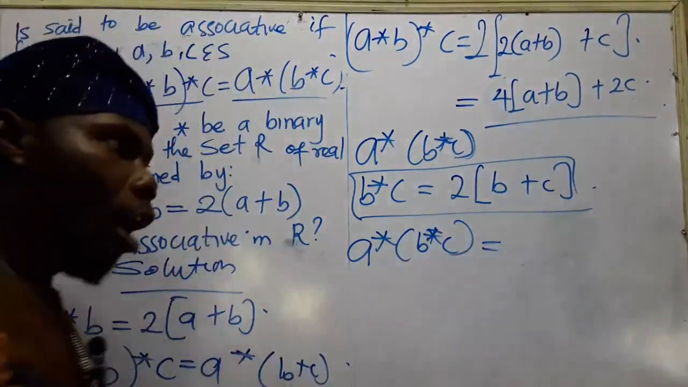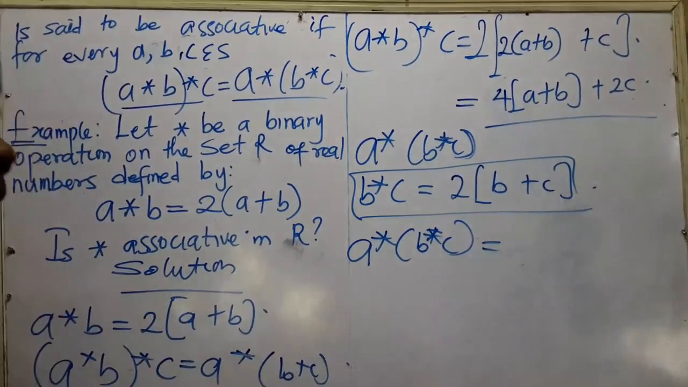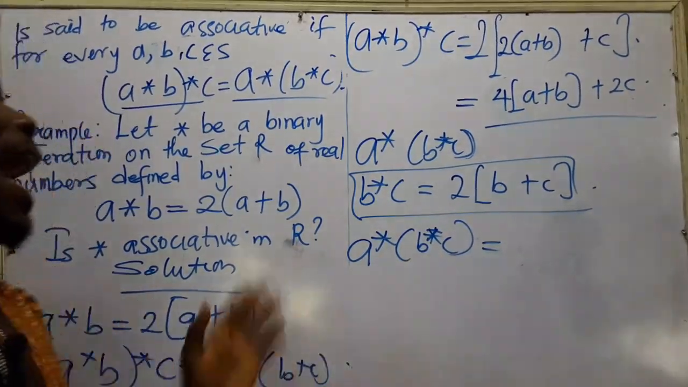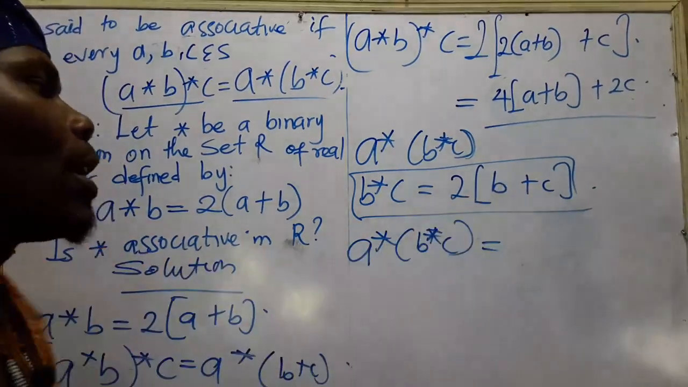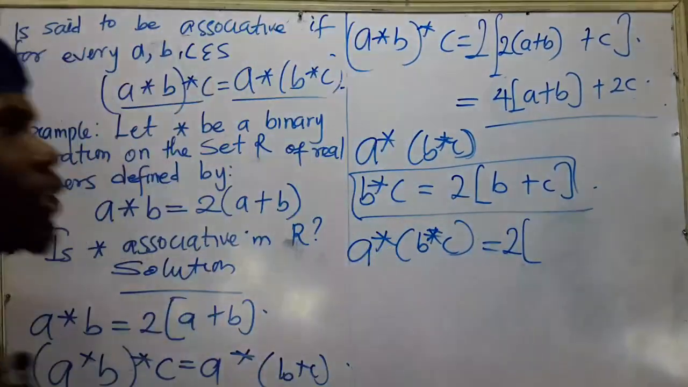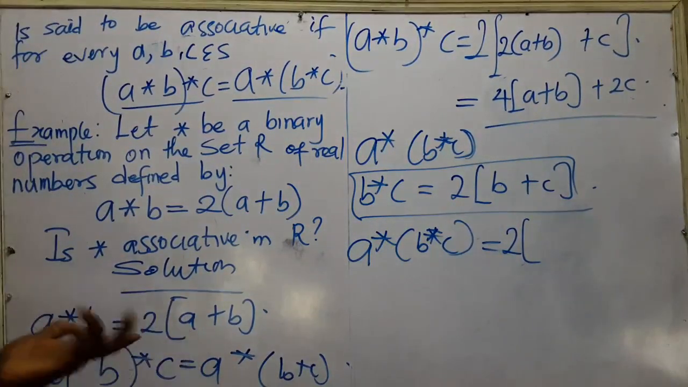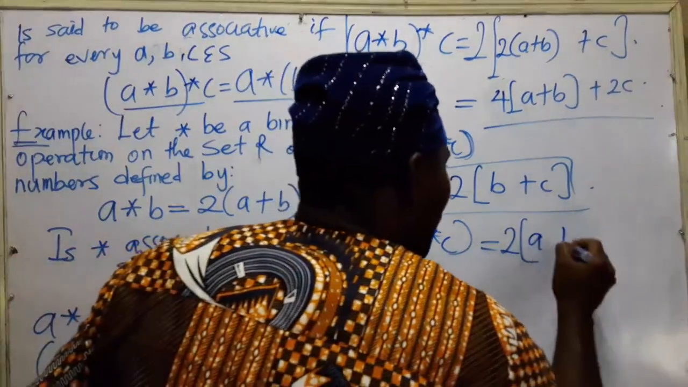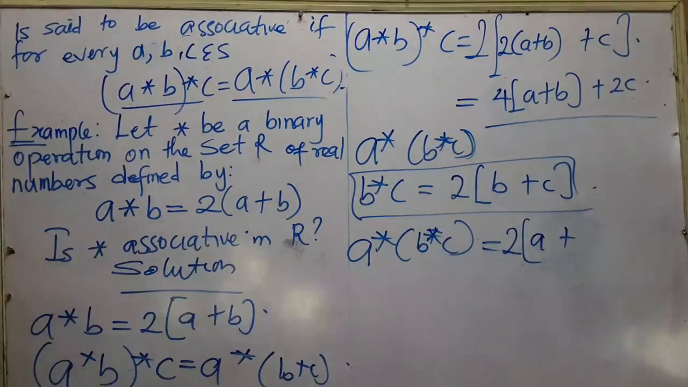Now, recall that A has now turned to normal A, but B operation C has turned to 2 onto B plus C. So we now have 2 from our definition. Recall, this is our definition: 2 brackets A, A is A already, plus B, and our B is B operation C.